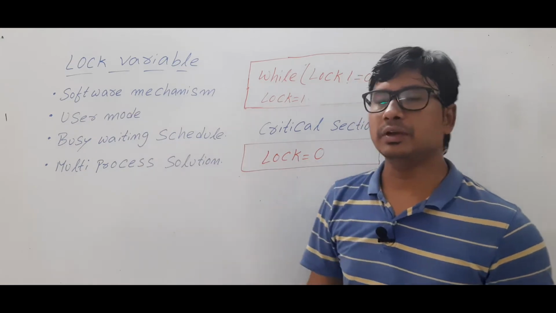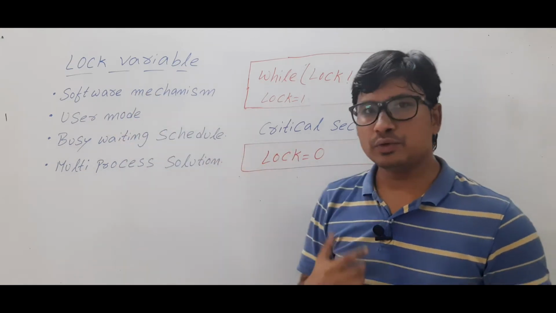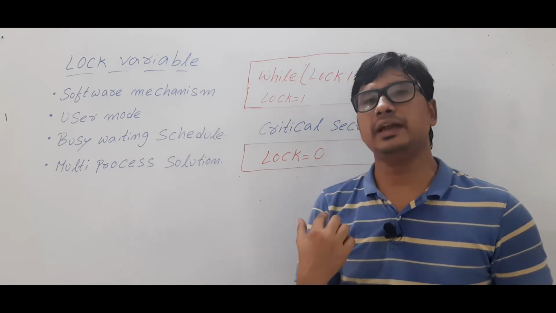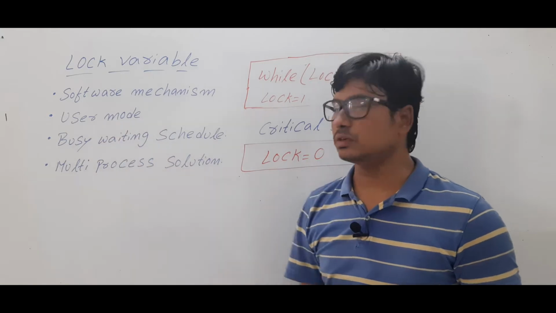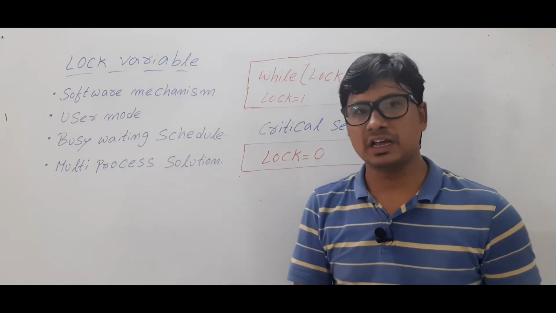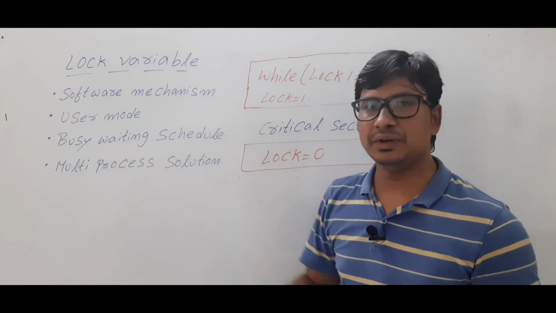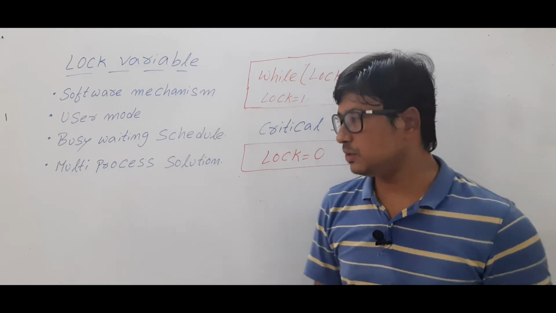Now, the lock variable is a software mechanism. We have two modes: one is the kernel mode and the other is the user mode. The lock variable works in the user mode. Process synchronization mechanisms are broadly classified into two types: one is busy waiting and the other is non-busy waiting. First, let me discuss what busy waiting is.